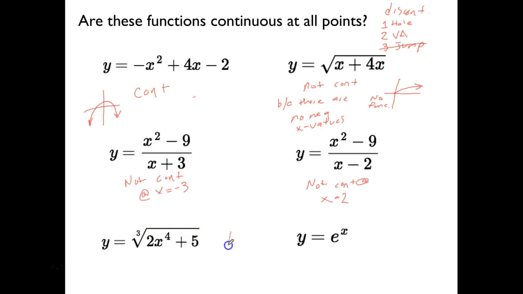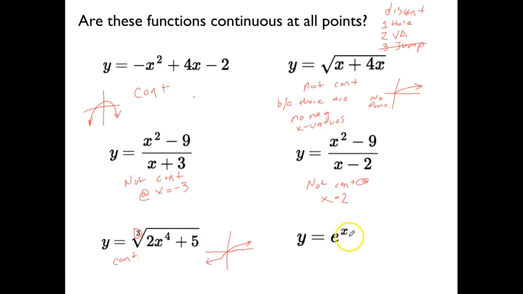Okay, a cube root. If you know what a cube root looks like, the parent function of a cube root is going to look something like this. So you can have negative values. It's not like a square root. If you have an odd number here, then it is continuous for all numbers because you can have negatives.